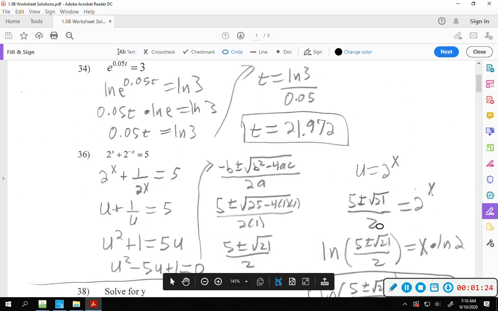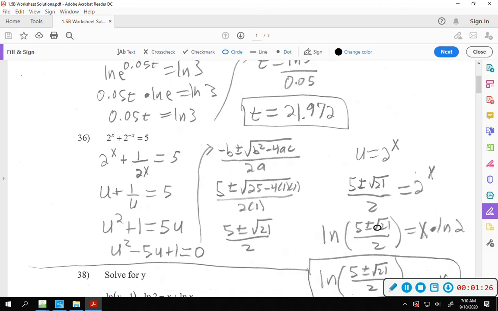36. 36 is like that example that we went over in which we have to do a u substitution here. So the first thing that I do is I rewrote this as 2 to the x plus 1 over 2 to the x. So at least I have the same function, 2 to the x. Now the problem with this is this 2 to the x is making this equation difficult to solve. So let's replace it with something simpler.